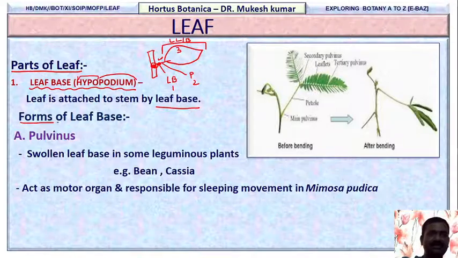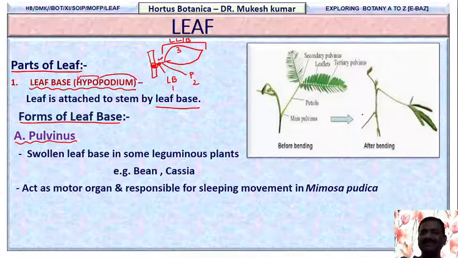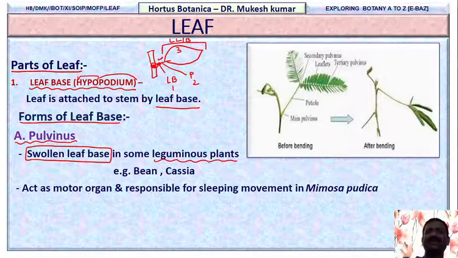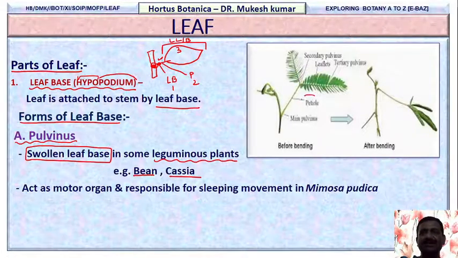Now, forms of the leaf base. First one, pulvinus. Very interesting. Let's see the diagram. You have seen the touch-me-not plant. In Hindi, it's called chhui mui ka podha. So what will happen? They are nothing other than the swollen surface of the leaf base. When the leaf base swells up, especially in the case of leguminous plants, that structure is called pulvinus, and it's found in bean and cassia. Let's see, this is the petiole, and here this is the base, and this is the swollen one. This swollen one is called, yes, what? Pulvinus. They have a main pulvinus.